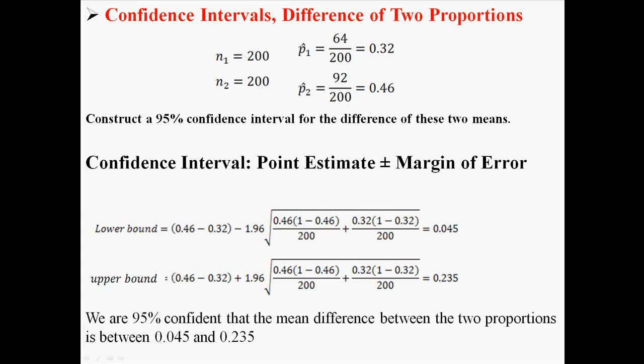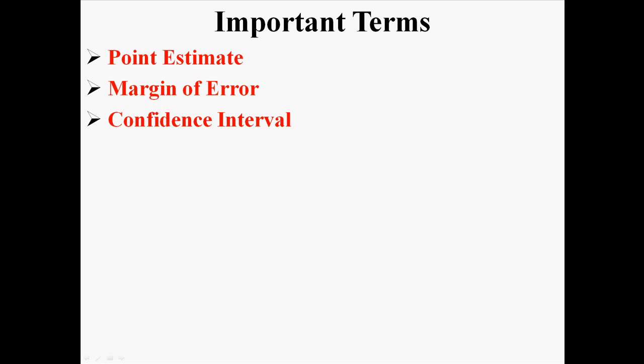So I find a lower bound of 0.045 and an upper bound of 0.235. So we are 95% confident that the mean difference between the two proportions is somewhere between 0.045 and 0.235. And that's how you construct confidence intervals for the difference of two proportions.